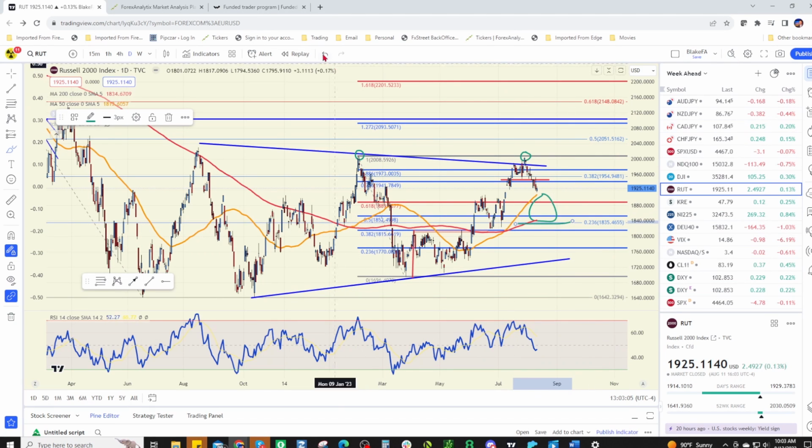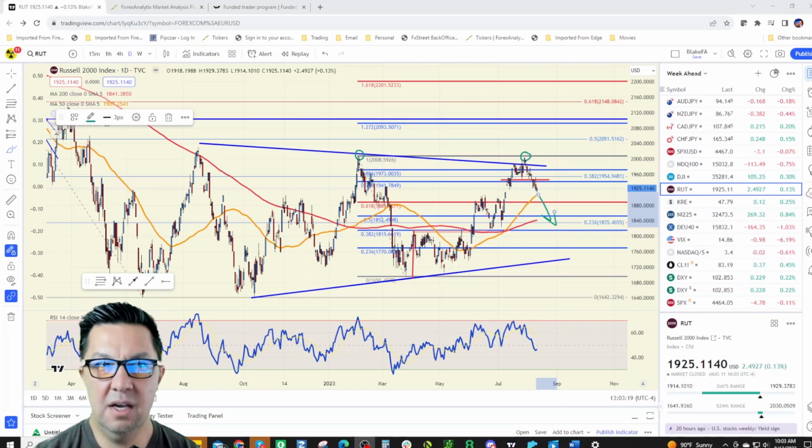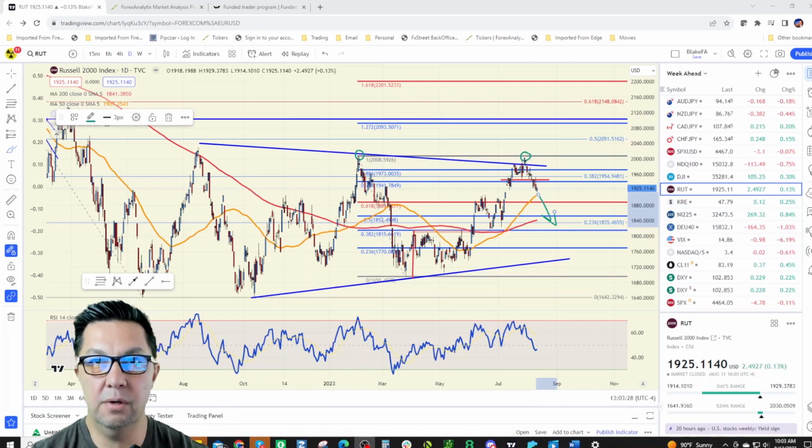So if we continue to see the heartbeat of the U.S. equity markets, the Russell 2000, play into some downside, it could weigh on the rest of the market as well. So remember, it's not just the Dow. It's not just the S&P. It's not just the NASDAQ or the Russell 2000. All these indices tend to play into each other.